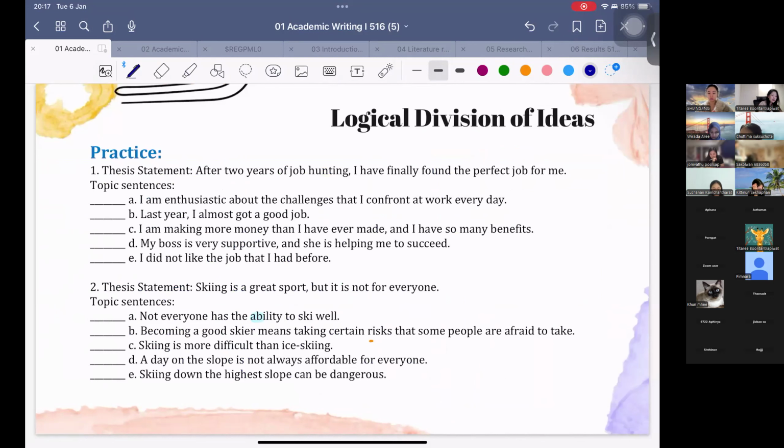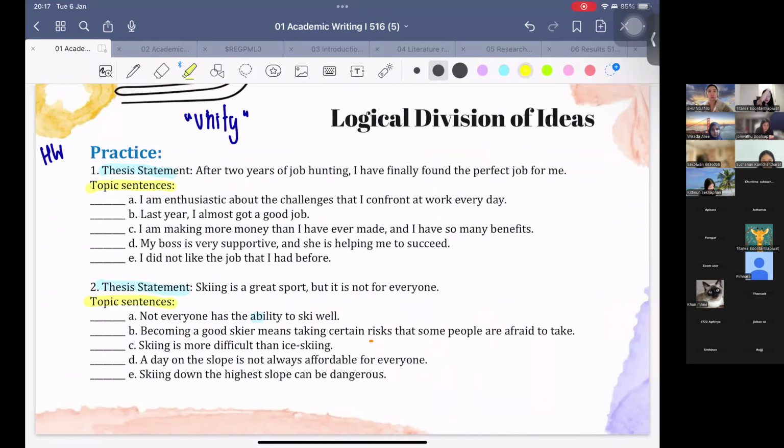Maybe if you have time, but if you don't, this one can be left for you to do in class tomorrow. I know there's a lot to go through. This one is the idea of unity. They provide a thesis statement for you, two questions, and what you need to do is identify the unrelated main idea, the one that is not related to the main ideas based on this.